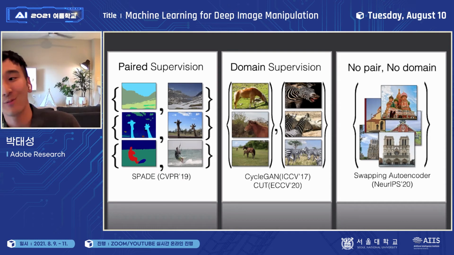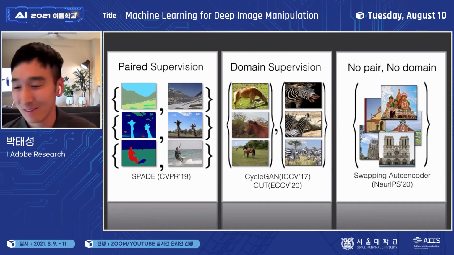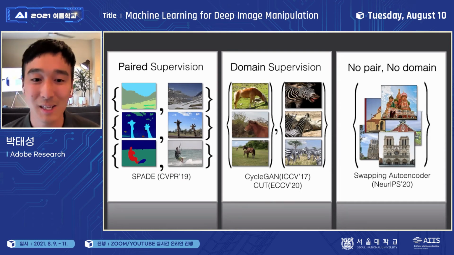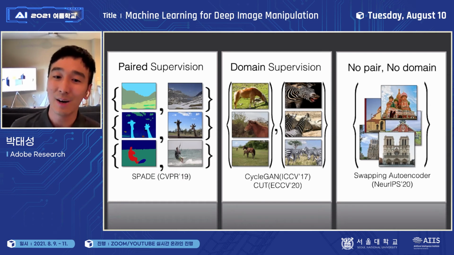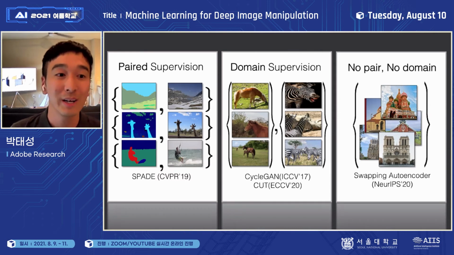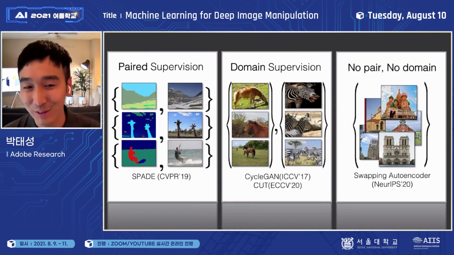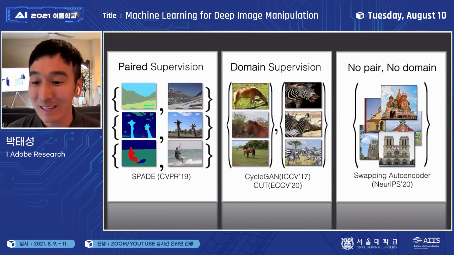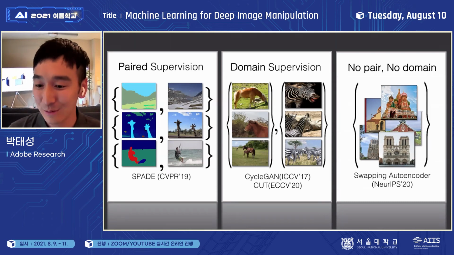Within a collection of images, without any labels, not pixel labels, not image labels, can we still learn a meaningful disentanglement for image editing? This is my latest work presented at NeurIPS 2020. But before we move on to this work, I think maybe this is a good time to take questions if there are any.